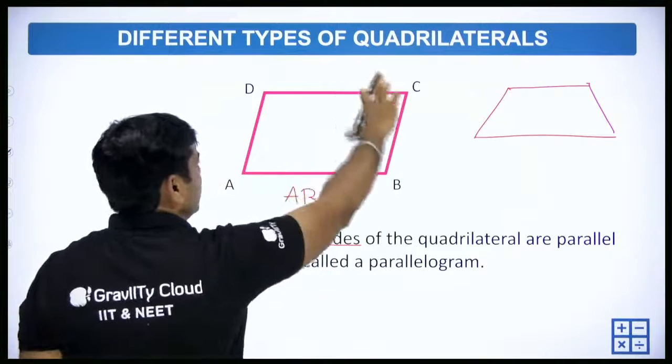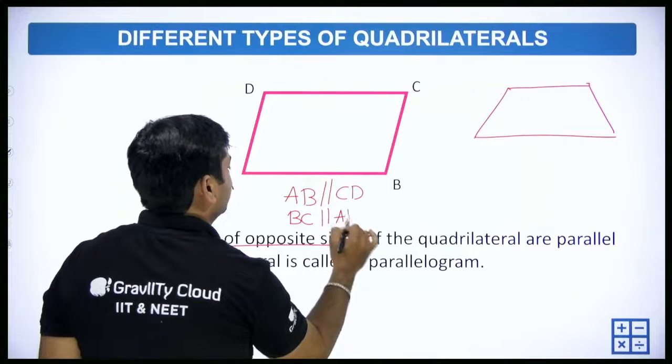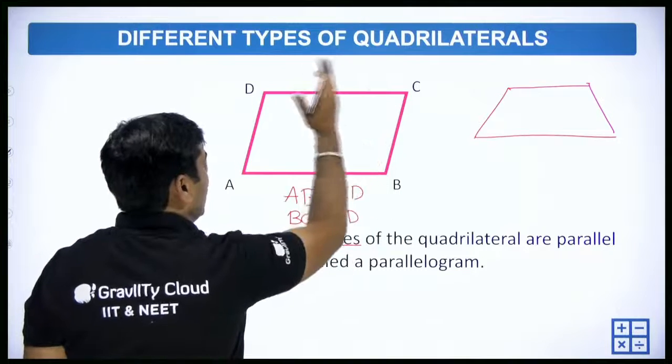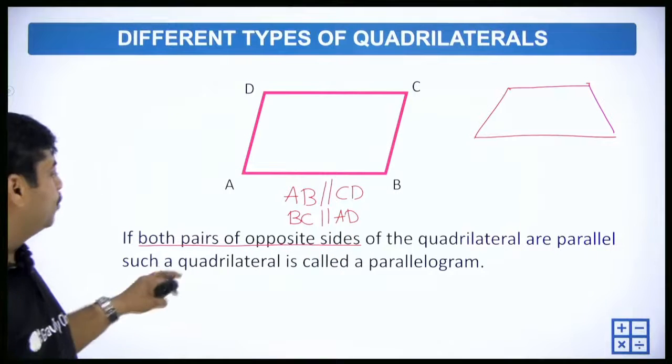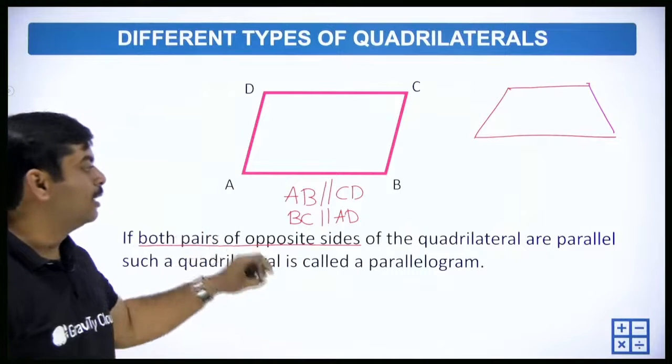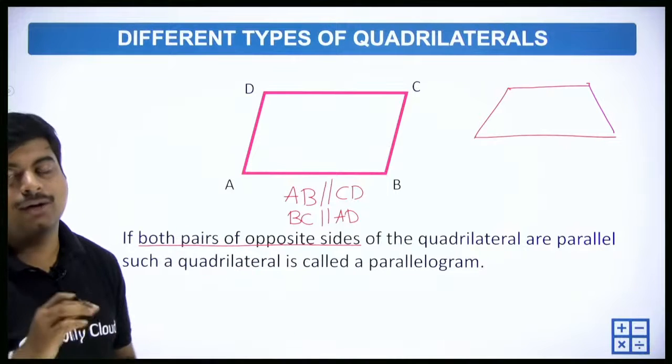AB is parallel to CD in the same way BC is parallel to AD. AB is parallel to CD and BC is parallel to AD. If both pairs of opposite sides of the quadrilateral are parallel, such a quadrilateral is called a parallelogram.